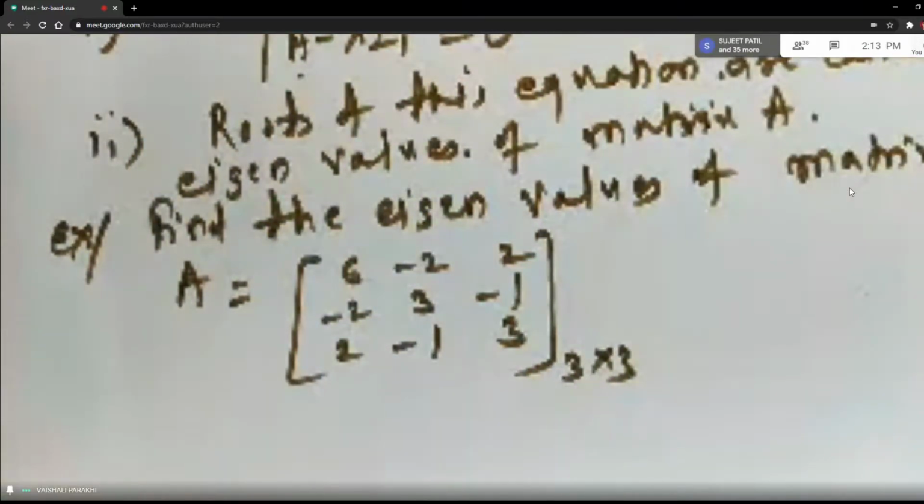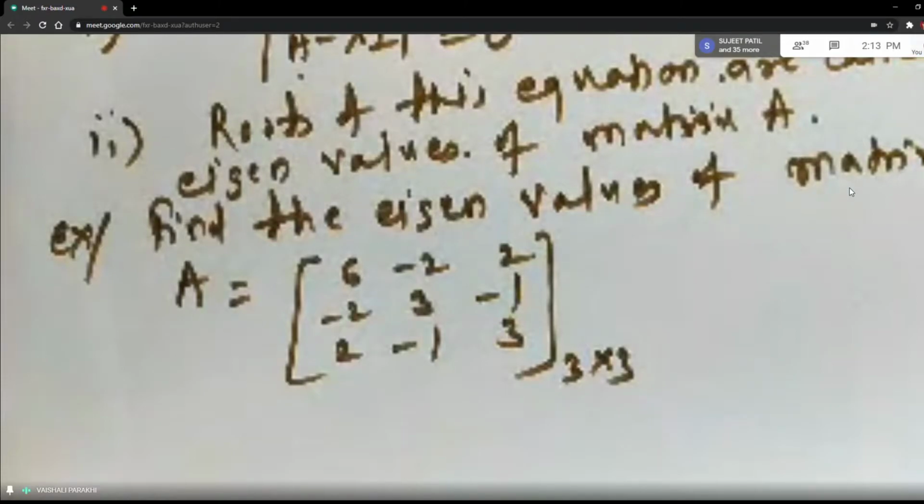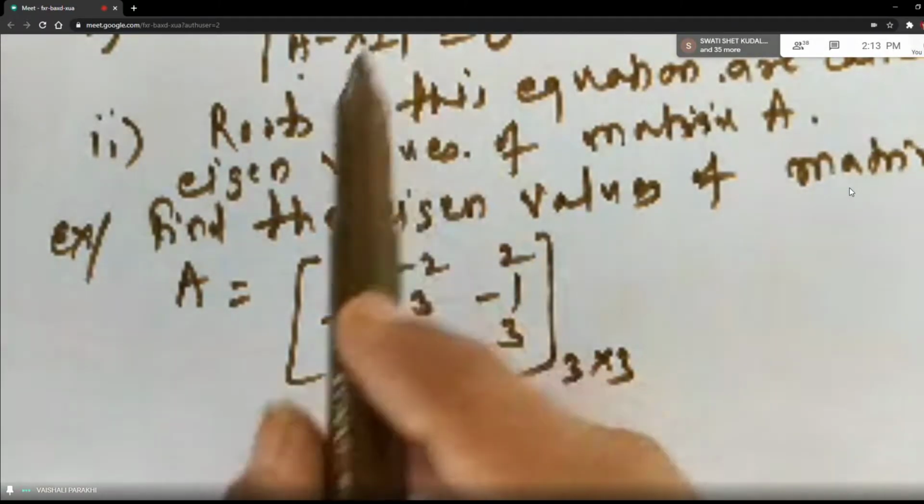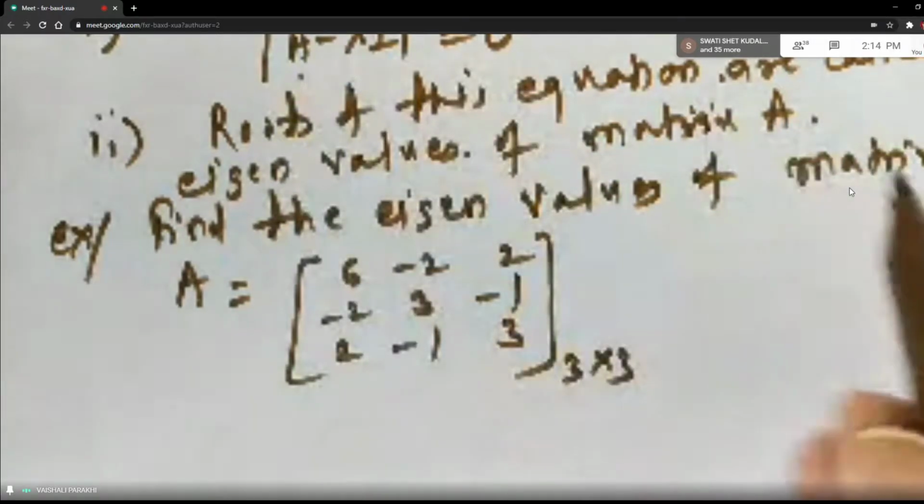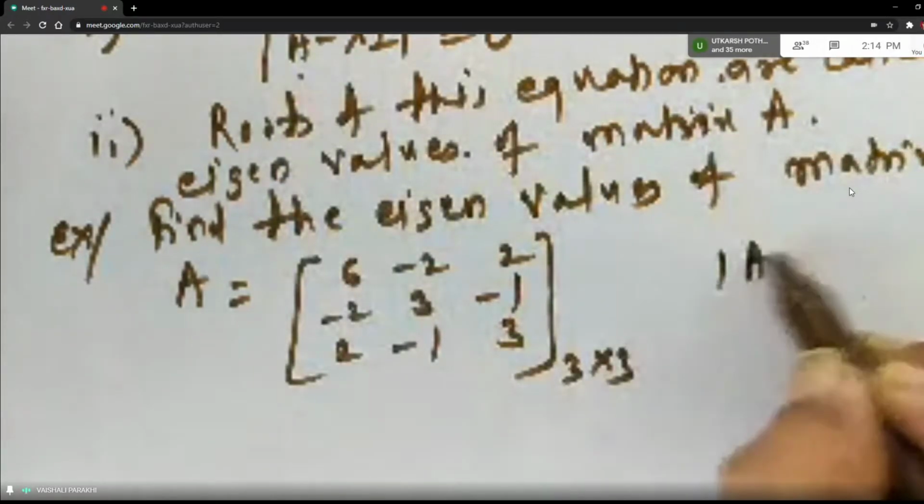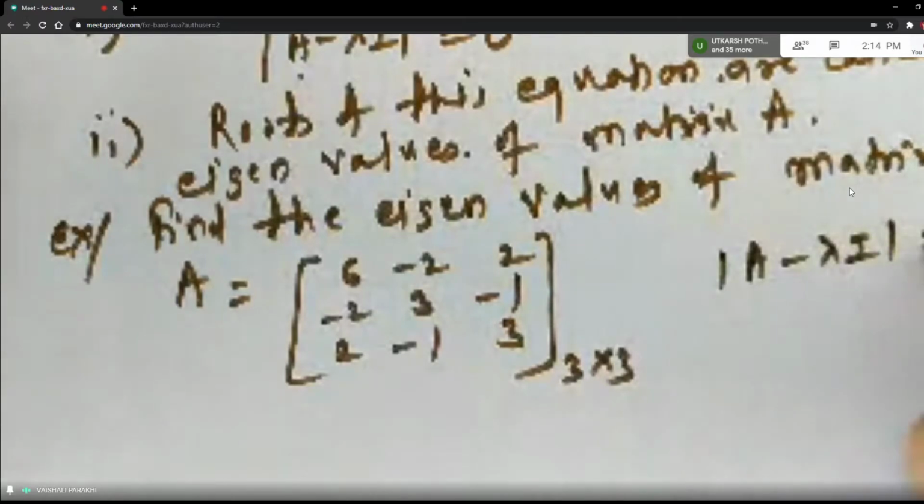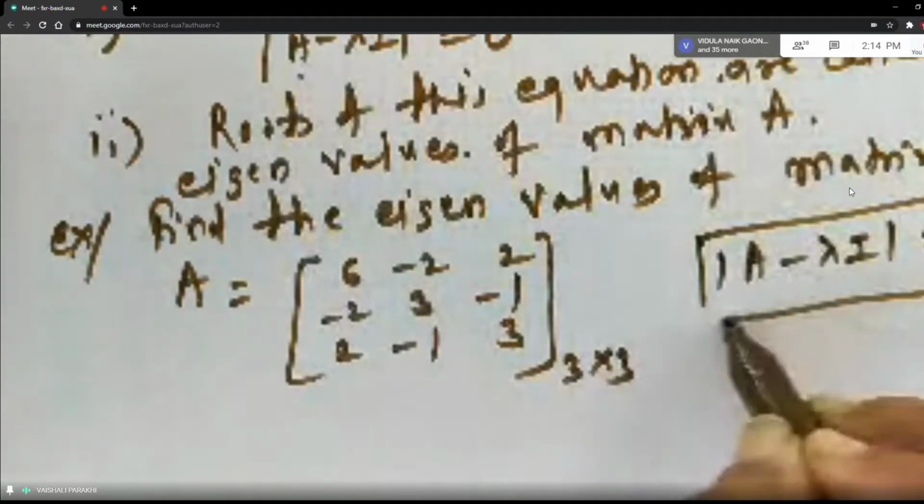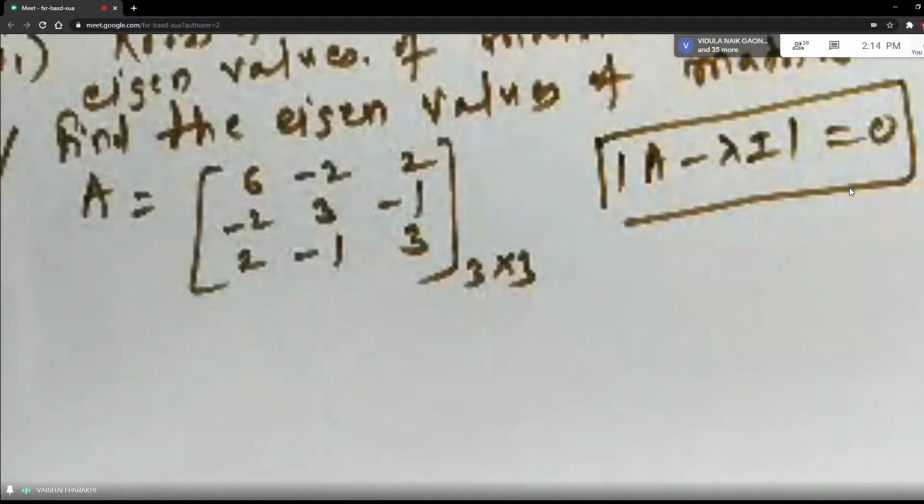Okay. So now the procedure is, first of all, as I said, you have to write what? The characteristic equation. What is the characteristic equation? Determinant of A minus lambda I is equal to 0. So this equation, first of all, you have to write for the given matrix, right?